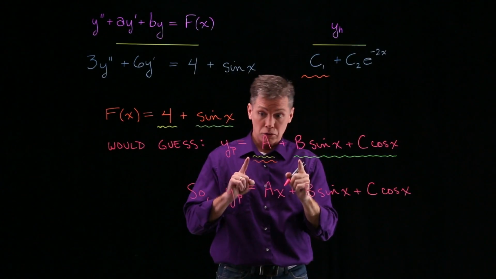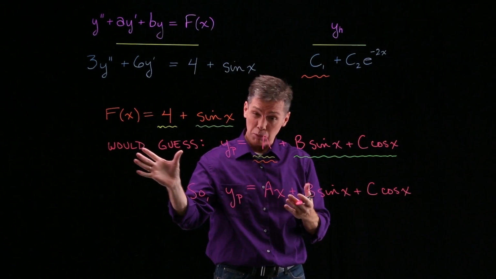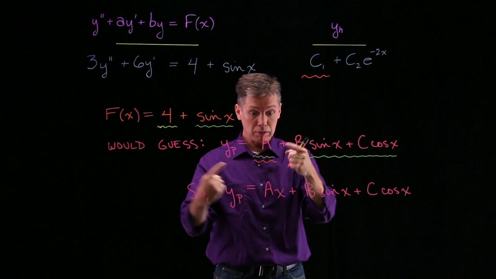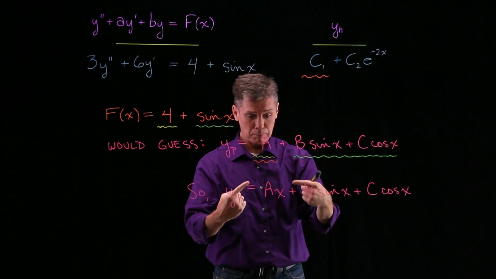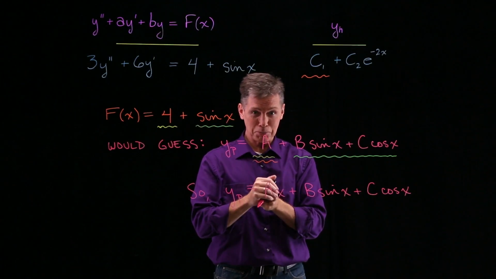Okay? So the trick with these problems is they give you y sub h, you come up with what you think would be a good y sub p, but then look for overlap. If you see overlap, multiply your y sub p by x. Okay? I hope that helps with this one. Practice some more on your own.